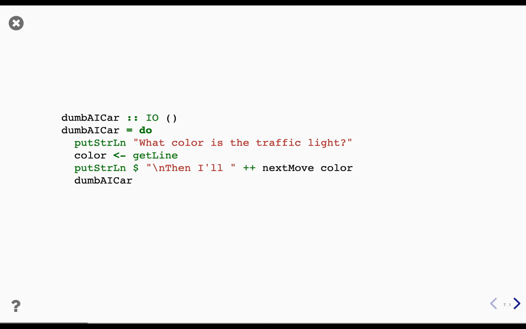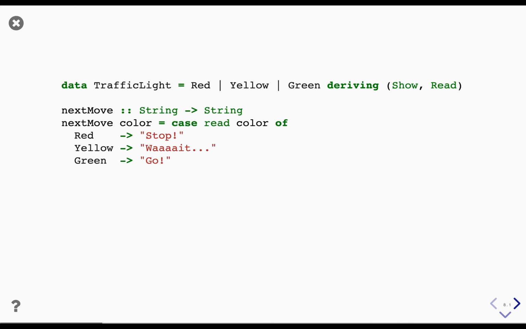Now, let's create the nextMove function. We are taking a string that represents the color of the traffic light. So we could do something like this. Here we create a new data type called TrafficLight that could be either Red, Yellow, or Green. So then when we take the color of type String, we can read color, and then if the traffic light is red, we're going to stop. If the traffic light is yellow, we're going to wait. And if the traffic light is green, we're going to go.